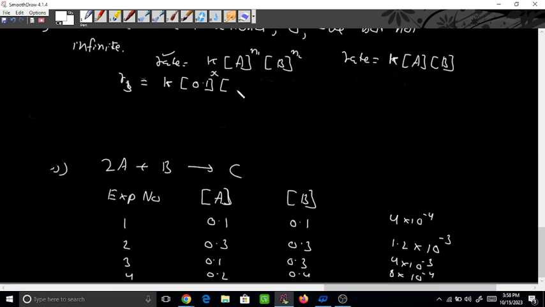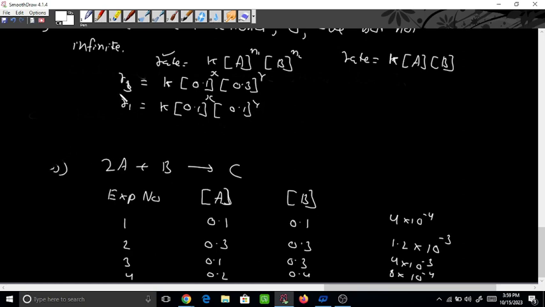Then the y term, what will we write for 3? 0.3 to the power y, can I write? Right. What will we write for R1? R1 will be K into, just tell me for R1, 0.1 to the power x. Yes, to the power x, of course, same value. And then for y, 0.1 to the power y.